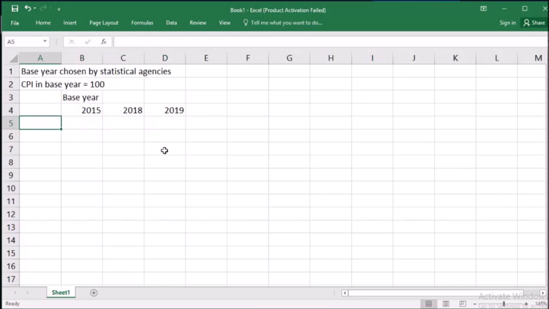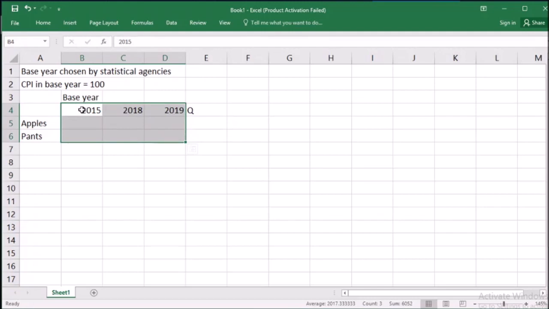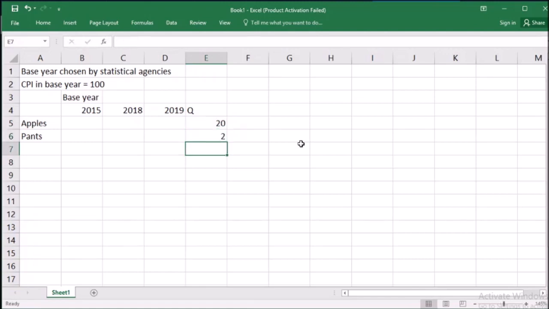And let's say, for simplicity's sake, that consumers only buy two products, just for example: apples to eat, and pants to put on. And let's say the quantities that the basket includes didn't change within this period of time from 2015 through 2019. So the quantities that a typical consumer is assumed to buy are, let's say, 20 apples per month, or whatever the period is, and two pairs of pants.